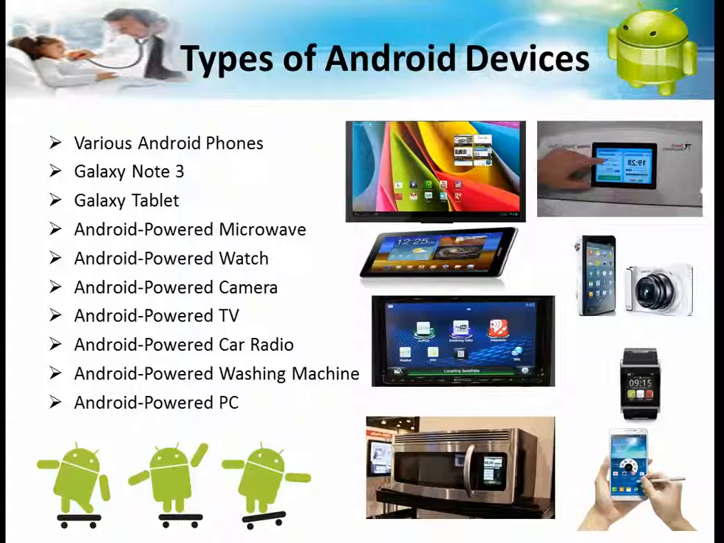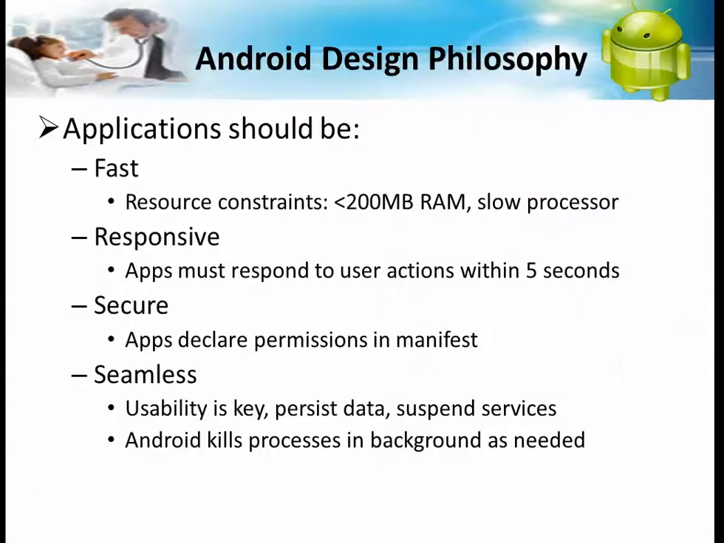These are all various types of Android devices. We can use the Android OS on these devices: Android phone, Galaxy Note 3, Galaxy tablet, powered microwave, powered watch, camera, TV, car radio, washing machine, and PC, and all those things. These are the things where we are using the Android operating system.